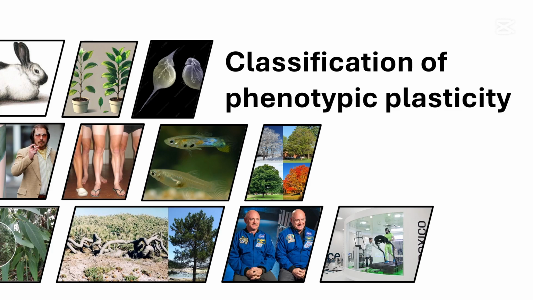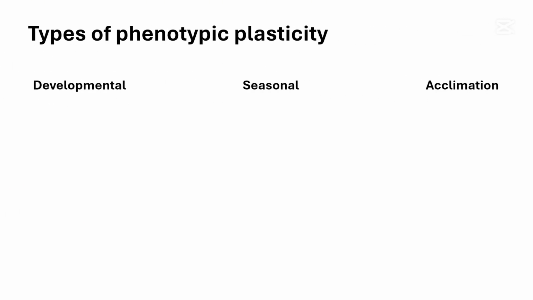Phenotypic plasticity is the ability of an organism to express different phenotypes in response to environmental variation. Multiple examples about phenotypic plasticity are listed in other videos of this playlist. Depending on how these changes affect the organism and whether they're permanent, we can distinguish three categories of phenotypic plasticity: developmental plasticity, seasonal plasticity, and acclimation.